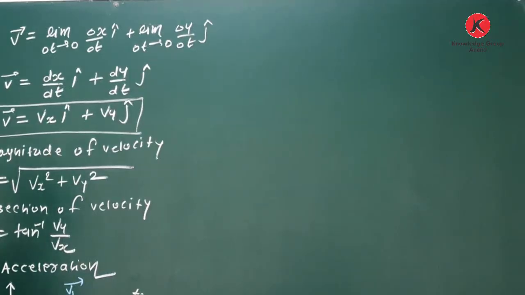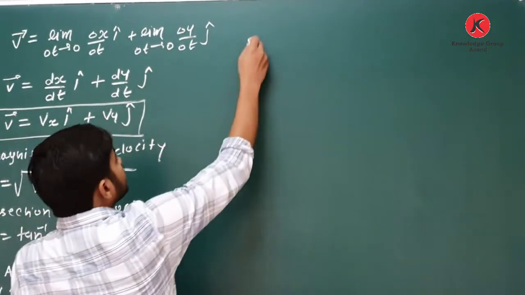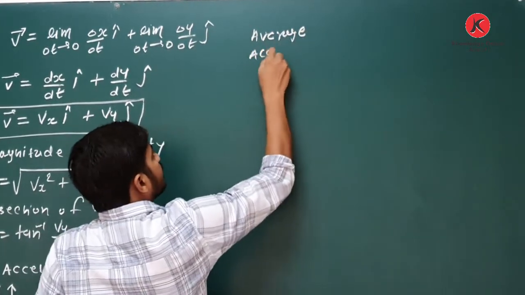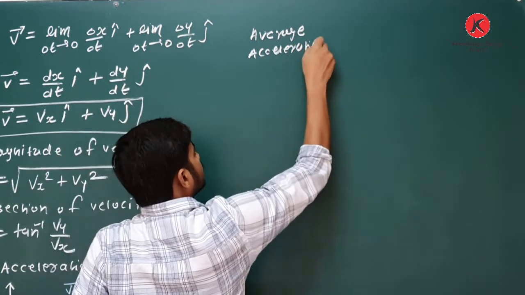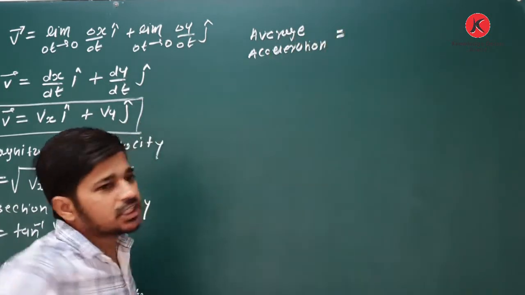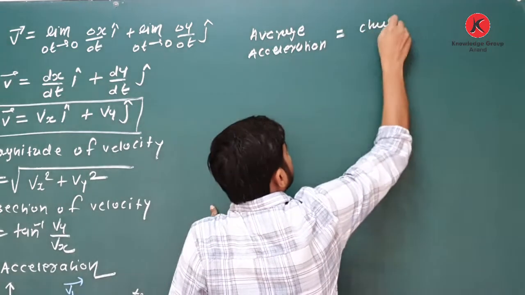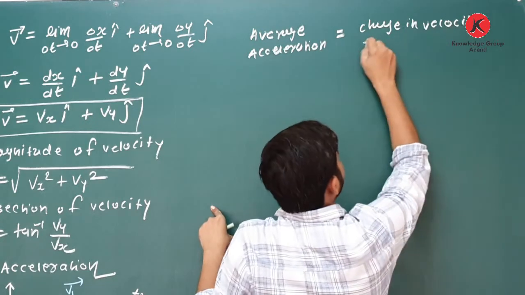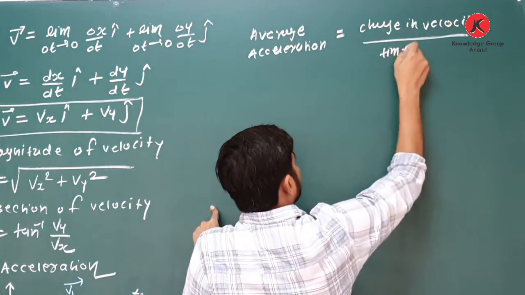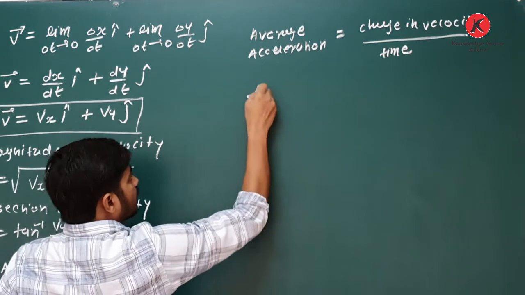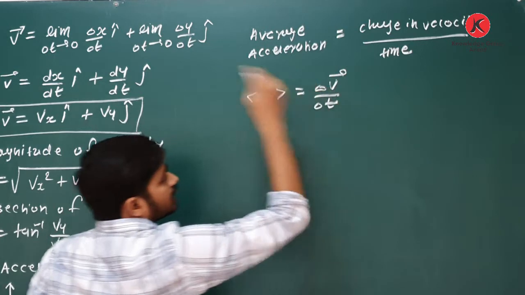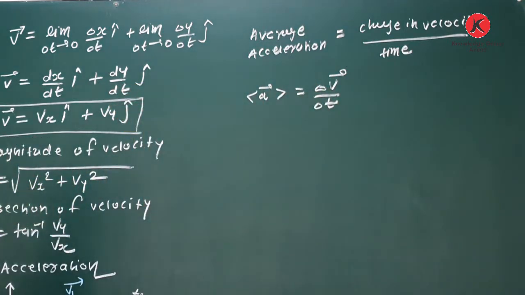Average acceleration is equal to the change in velocity upon the time interval. So average acceleration a is equal to delta v upon delta t. Clear about this? Delta v upon delta t.